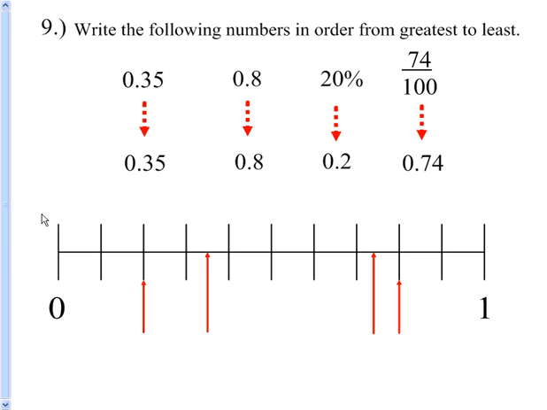The smallest number that we have is 2 tenths. So it's the second of those 1/10 lines. And the next number is going to be 35 hundredths, the next biggest. 74 hundredths is in between 7 and 8 tenths, a little bit closer to 7 tenths. And 8 tenths is the largest of the 4 numbers.